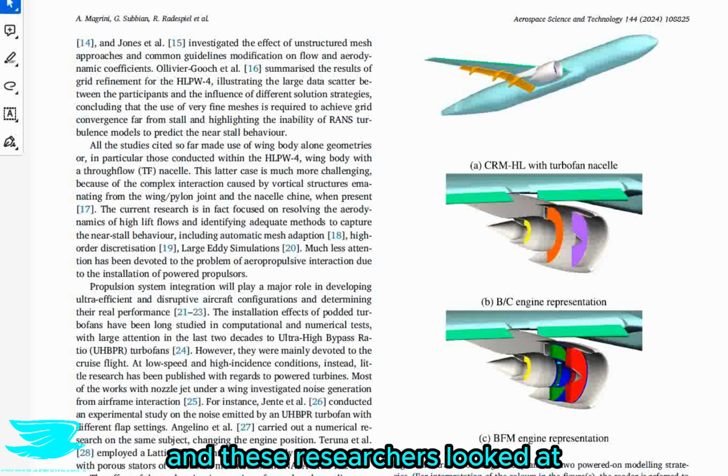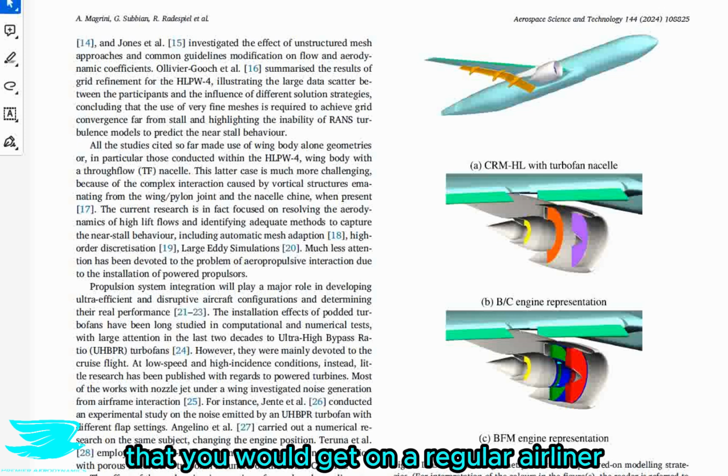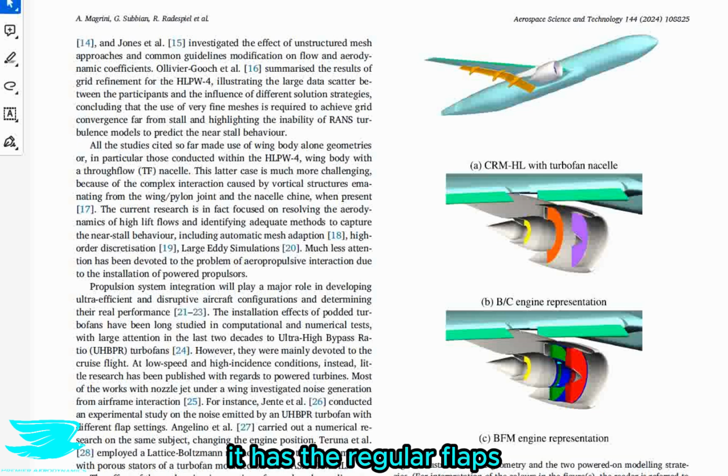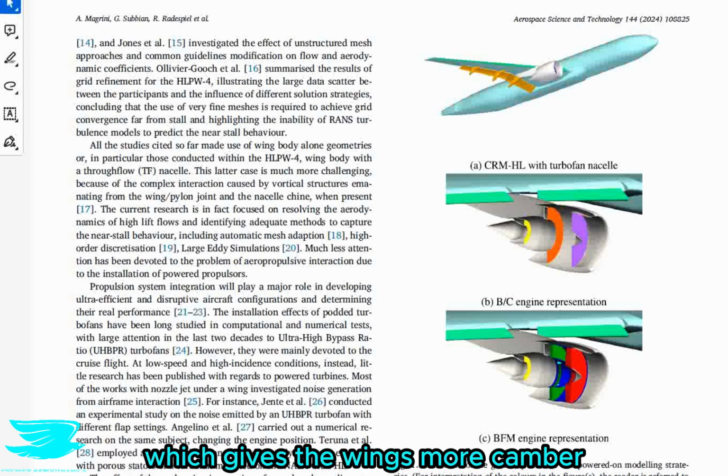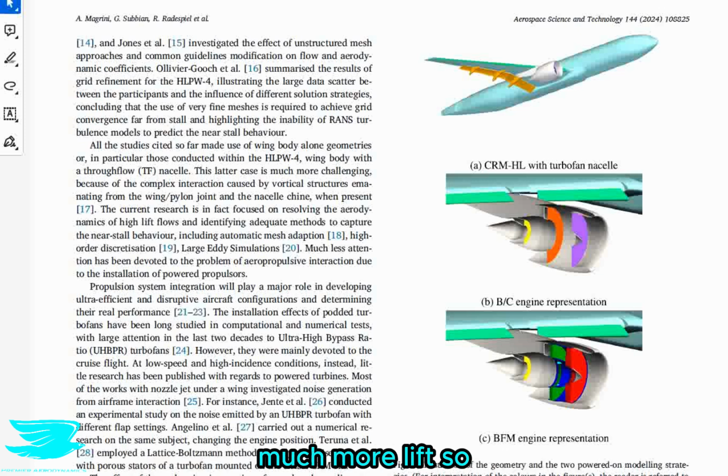And these researchers looked at a very complete airplane, by the way, with all the typical high lift flow control devices that you would get on a regular airliner. It has the regular flaps and also the flap track fairings, which are those bits that the flaps actually deploy along at the back of the wing, which gives the wings more camber, greater surface area, and overall much, much more lift.